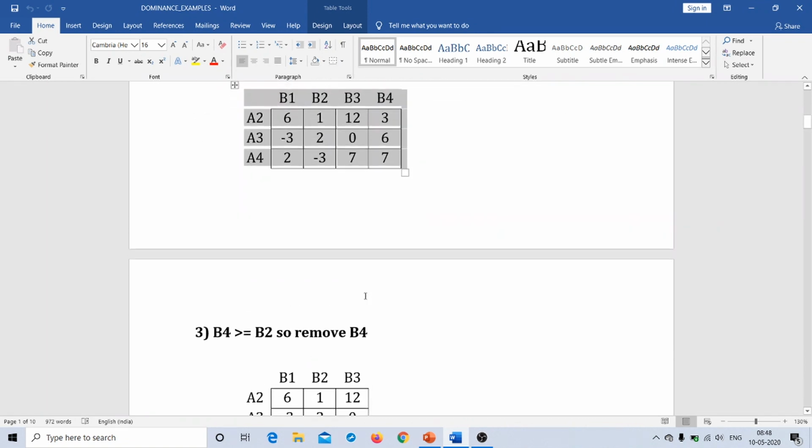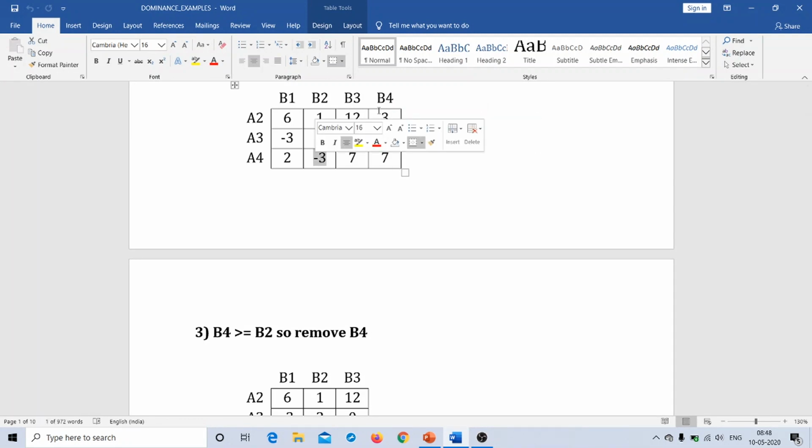Now I realize that column 4, that is B4, is greater or equal to B2. See here, 3 greater or equal to 1, 6 greater or equal to 2, 7 greater or equal to minus 3. So all the elements of column B4 are greater or equal to the corresponding elements of B2, and hence I will remove B4.